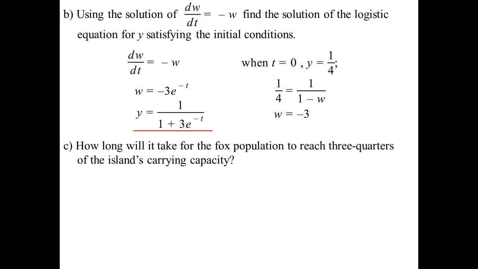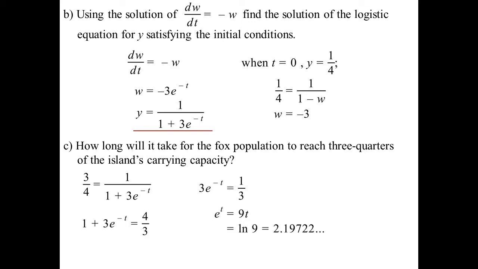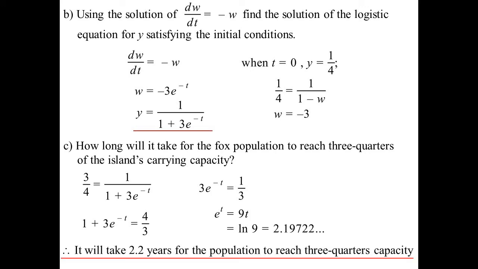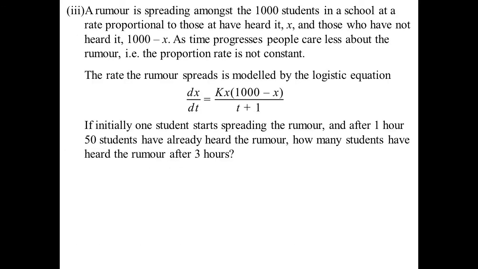How long will it take for the fox population to reach 3/4 of the island's carrying capacity? Now we're just solving this exponential equation. When is it 3/4? Playing around with it, and we end up with 2.197222, depending how accurate you want it. So about 2.2 years.